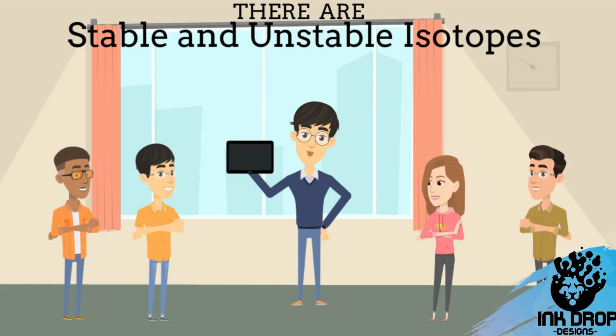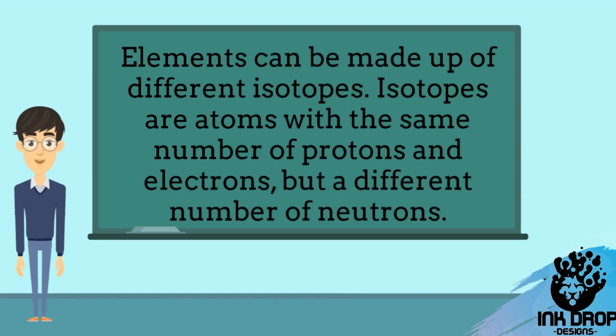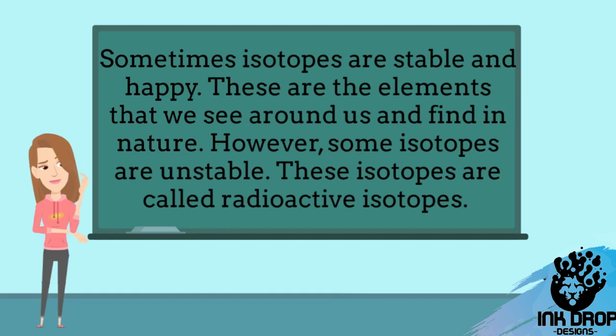There are stable and unstable isotopes. Elements can be made up of different isotopes. Isotopes are atoms with the same number of protons and electrons, but a different number of neutrons. Sometimes isotopes are stable and happy. These are the elements that we see around us and find in nature. However, some isotopes are unstable. These isotopes are called radioactive isotopes.